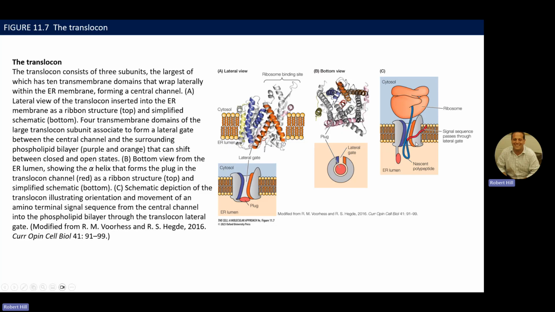But as we're going to see, it will become more complicated because if the protein is making more hydrophobic stretches, it's going to tell the translocon to open the gate so that that hydrophobic stretch, which is ultimately going to become a transmembrane portion, can move into the membrane.